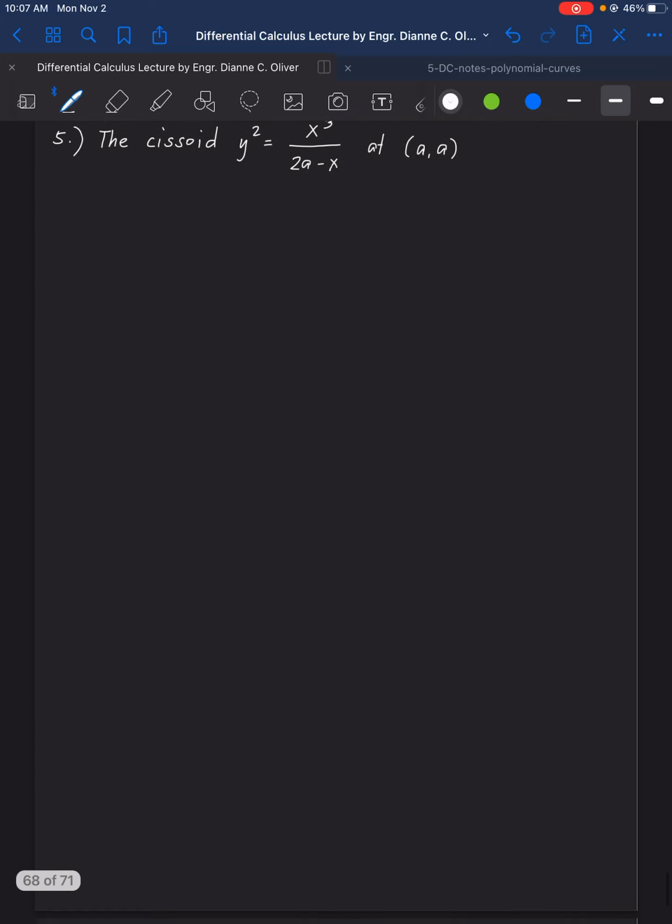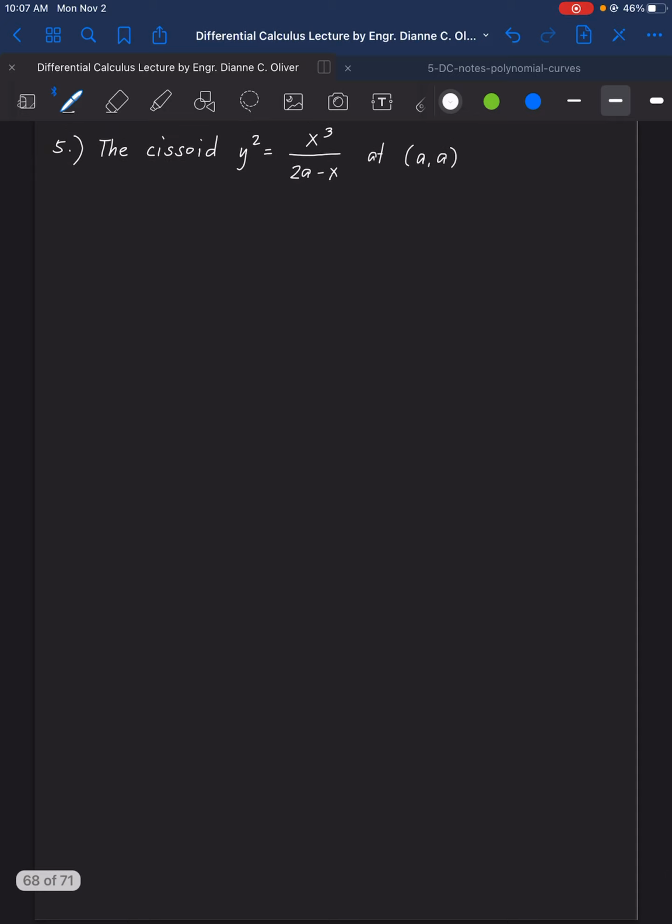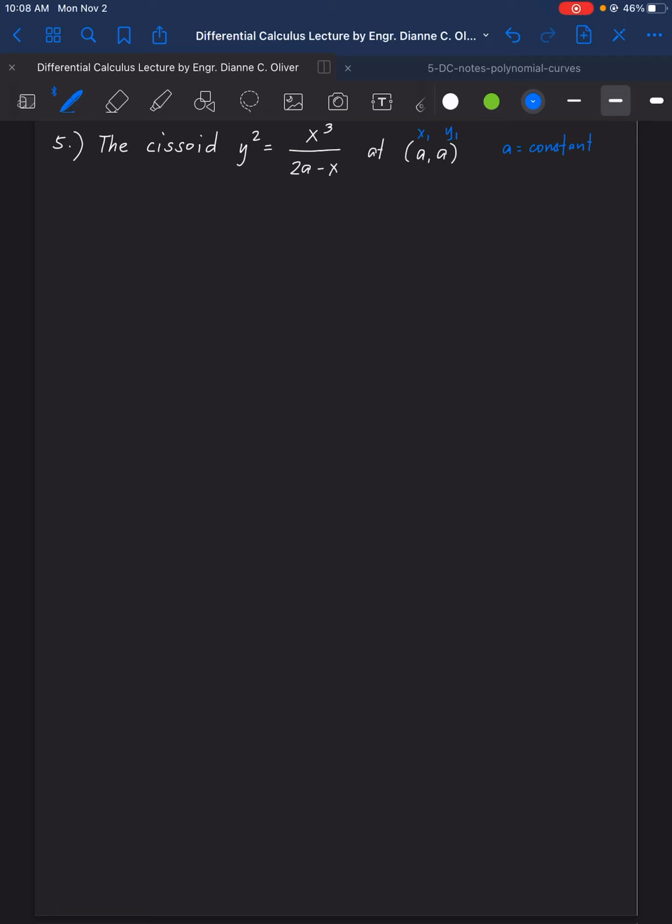Okay, now for example number 5, we have the seesaw. The equation of the seesaw is y squared equals x raised to 3 over 2a minus x, and we will be looking for the tangent line and the normal line at the point A, A. So A is a constant. Having x1 and y1 already, we are only looking for one tangent line and one normal line.